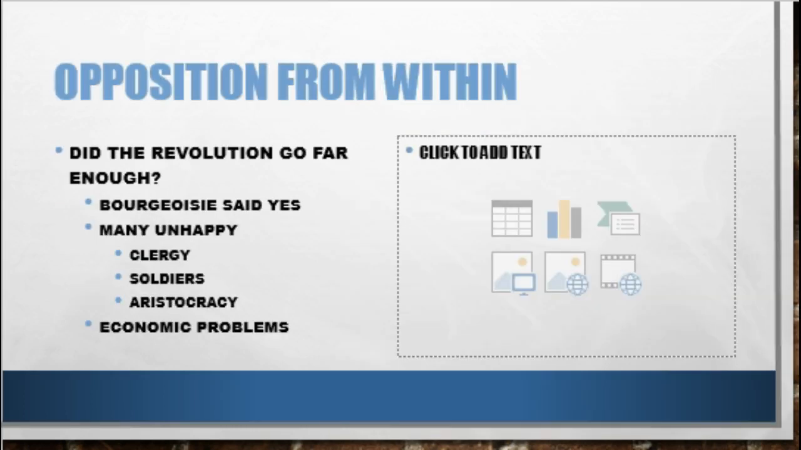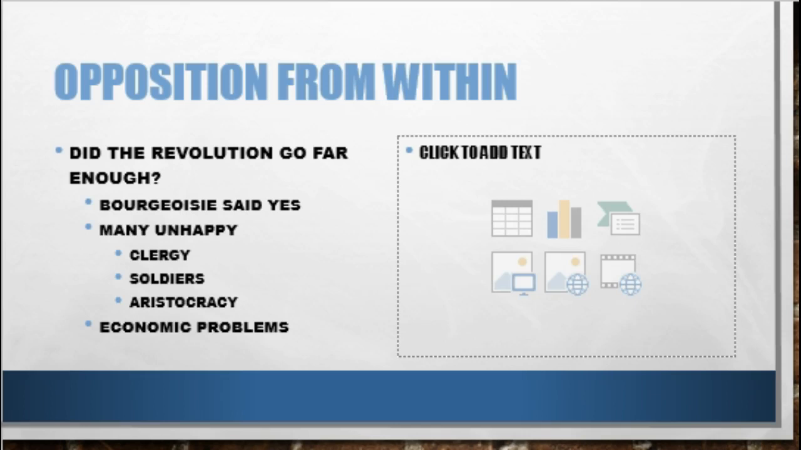Opposition from within. Did the revolution go far enough? Well, there was no utopian peace in France now that they had embarked on the path of an enlightened constitutional monarchy. As we stated, at this point it was more of an upper-middle class bourgeoisie victory, and many wanted to stop here. There were many people that weren't happy, as it turns out.